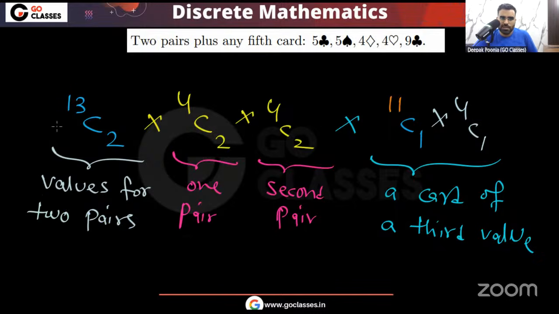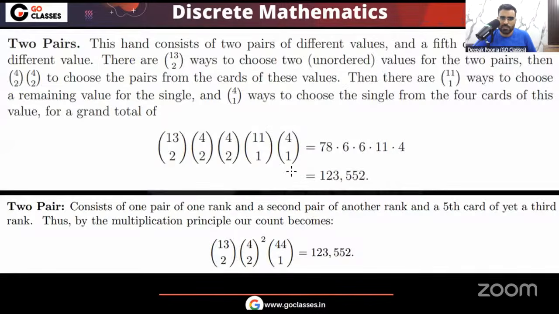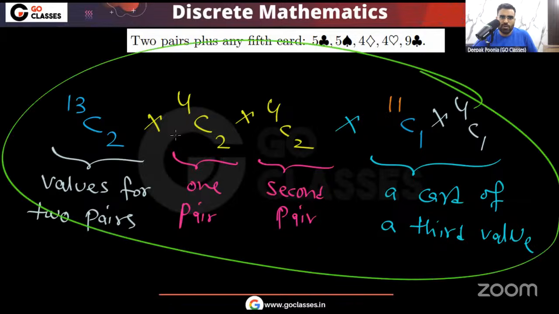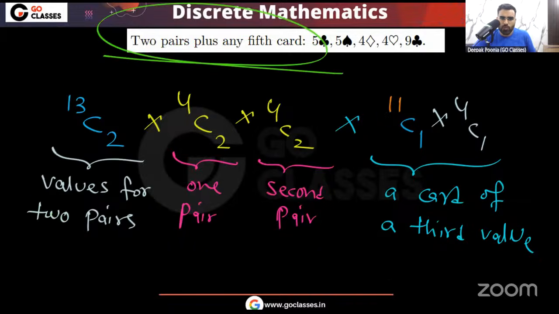You can see 13C2 into 4C2 into 4C2 into 44 basically. If you calculate, this will be the answer: 123,552. So very simple. This is the final answer for two pair poker hands.